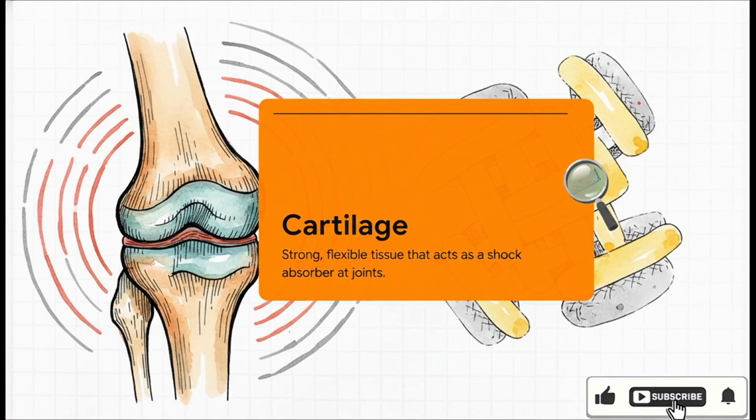But think about it. What would happen if two hard bones just constantly rubbed against each other at those joints? Ouch, right? It would cause an immense amount of friction and damage. That is exactly where cartilage comes into play. Cartilage is a really strong, flexible tissue sitting right at the joints. You can think of it as your body's built-in shock absorber. Whenever you jump up and down, that cartilage cushions the impact so your bones don't just grind together.